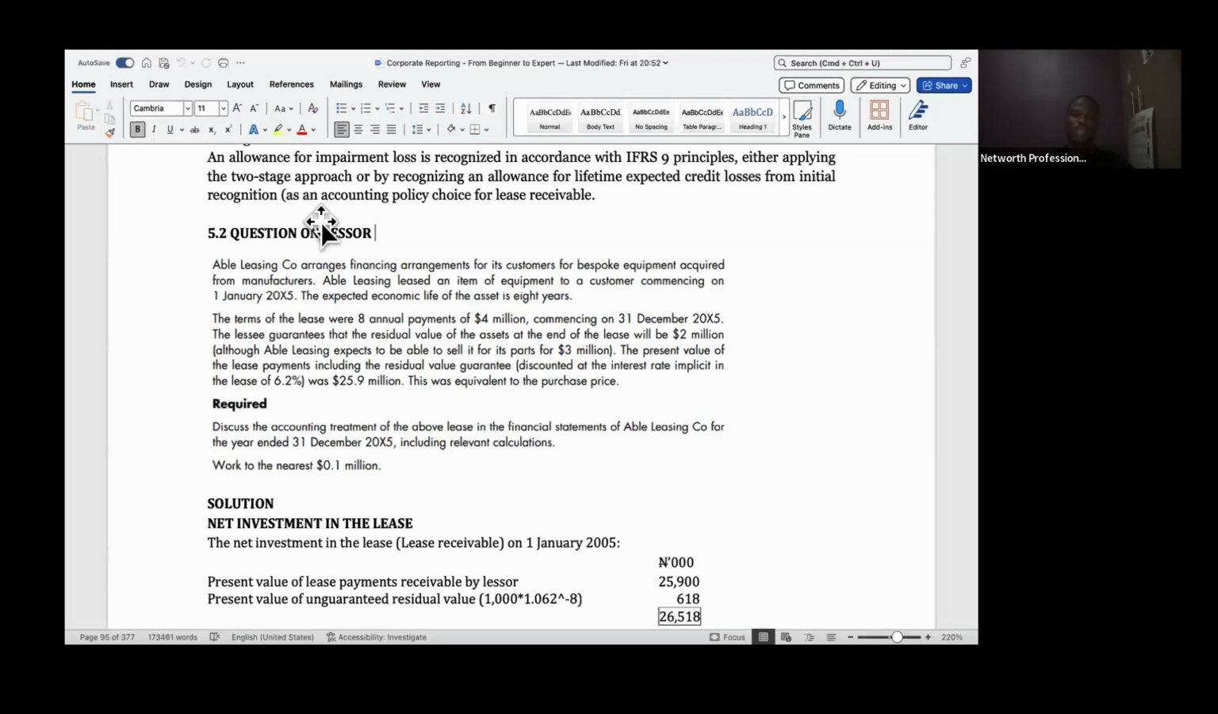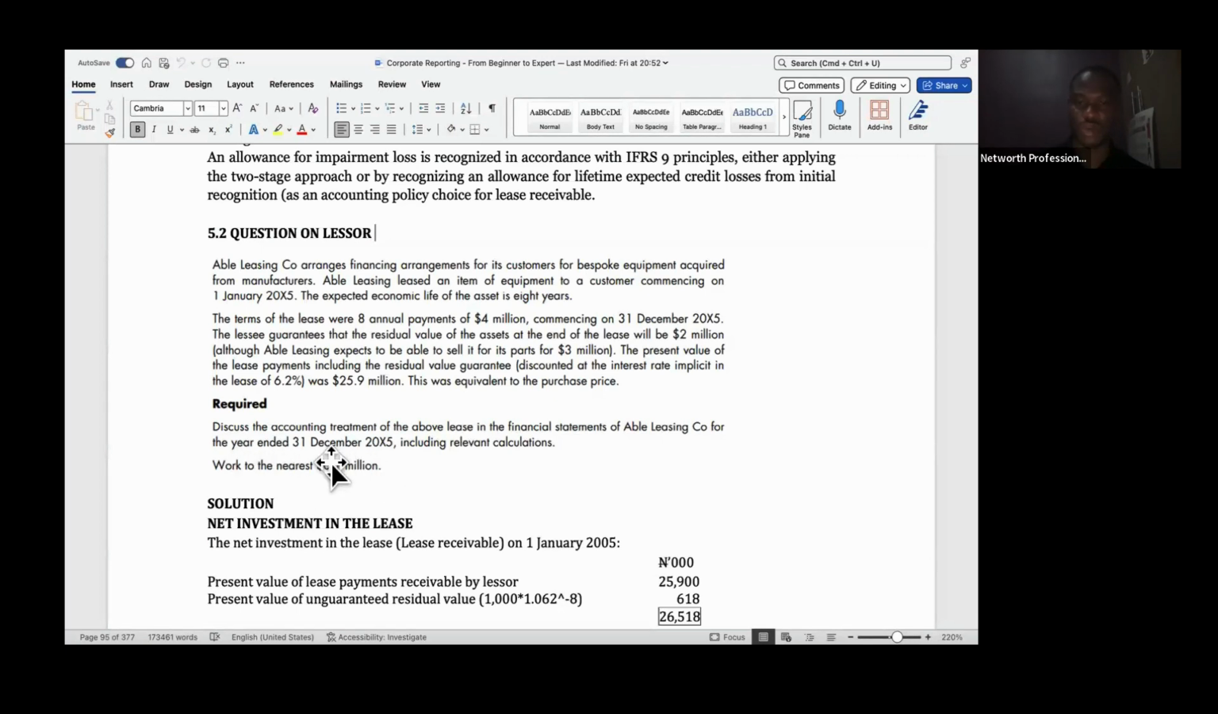The present value of the lease payments, including the residual value guarantee, discounted at the interest rate implicit in the lease, is 6.2%, was 24.9. This was equivalent to the purchase price required. We are now required to discuss the accounting treatment of the above lease in the financial statements of Able Leasing for the year ended 31st December 2005, including relevant calculations. Work to the nearest 0.1 million.